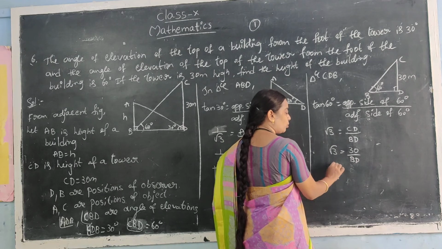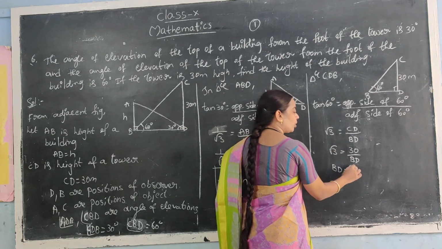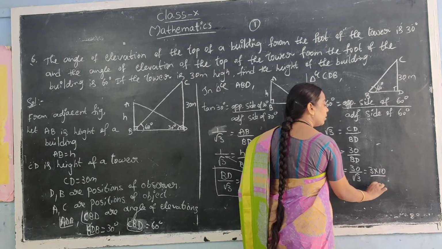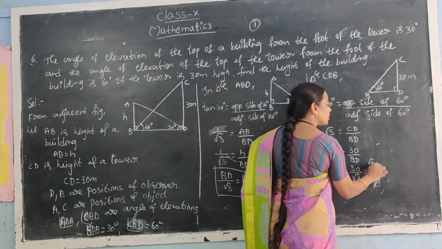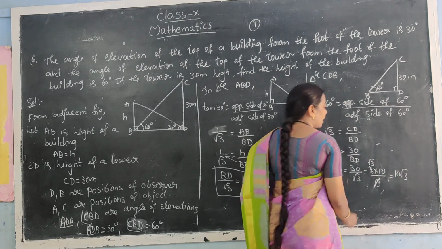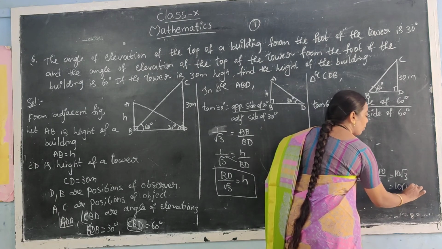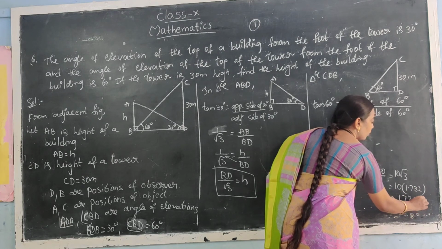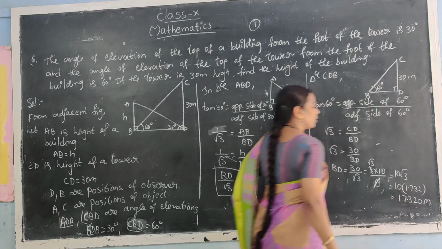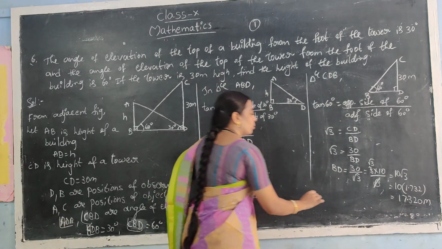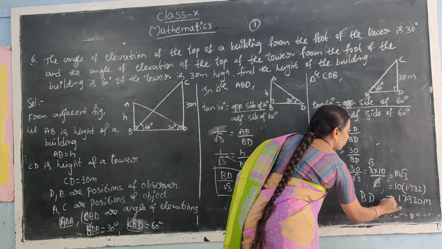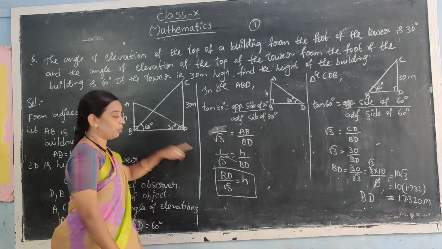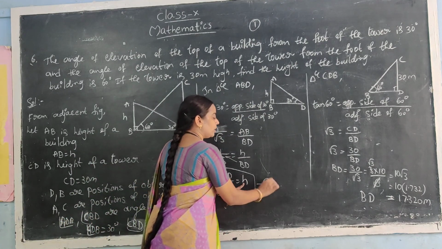BD is in the denominator, so it moves to the left side, to the numerator, and this root 3 moves to the right side. How to express this 30? 3 into 10 by root 3. Now root 3 cancels, remaining 10 root 3. Everyone knows the root 3 value is 1.732. So multiply that, and we get 17.320 meters. That is the answer for BD, the adjacent side. But we want to calculate the H value. This is equation 1.